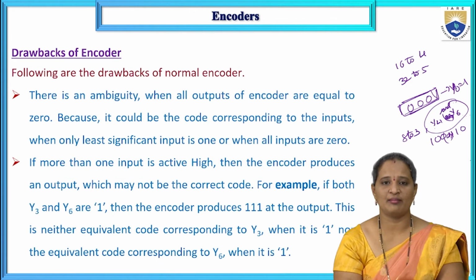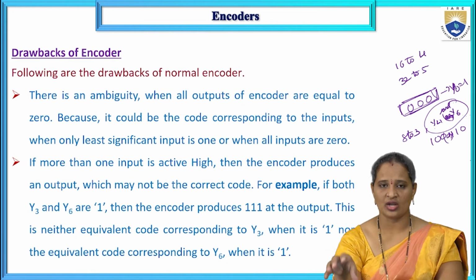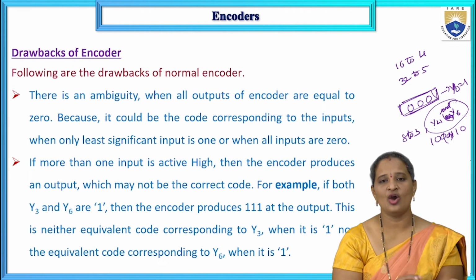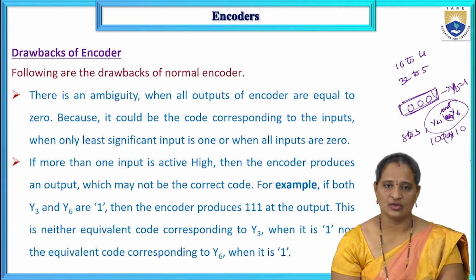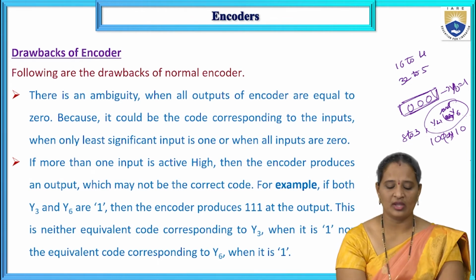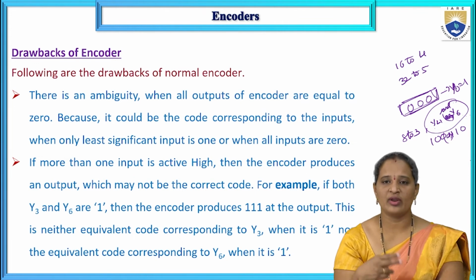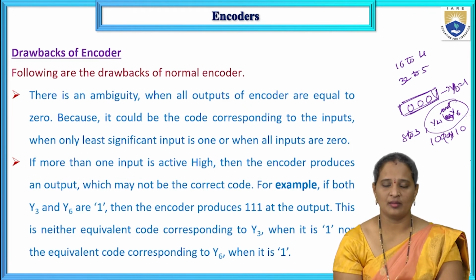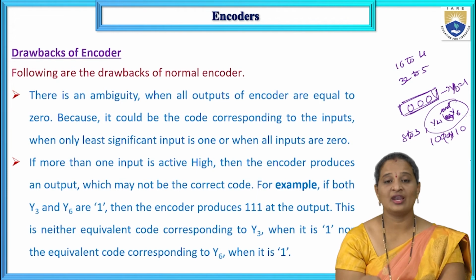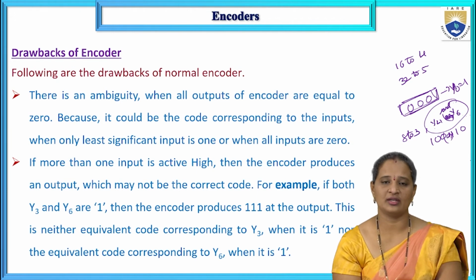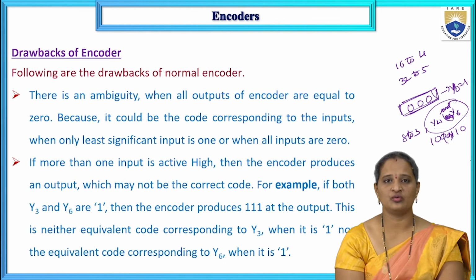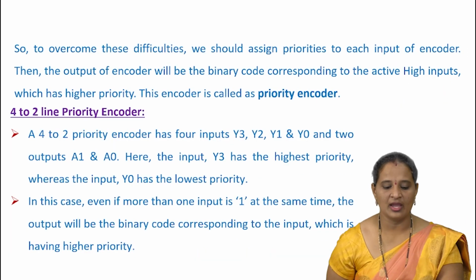So this leads to an ambiguity. At the output side, we'll have confusion whether the input line is high or all the input lines are 0. So this is an ambiguity. And the other ambiguity is when more than one input line is activated, the encoder will not produce correct encoded data for either of the input lines. That means it will be in confusion about which one is to be encoded. So these are the two drawbacks that we can observe in a normal encoder.